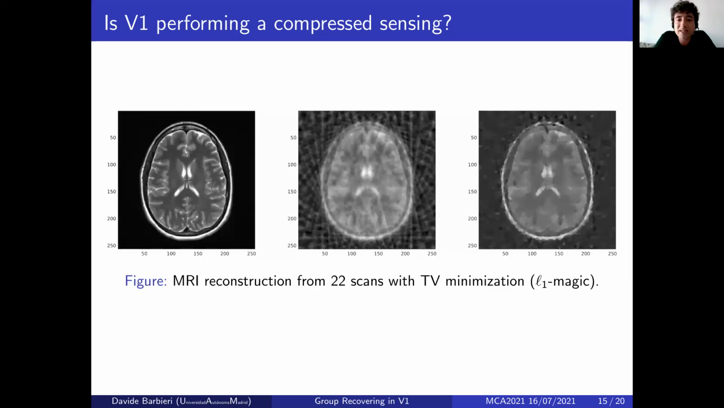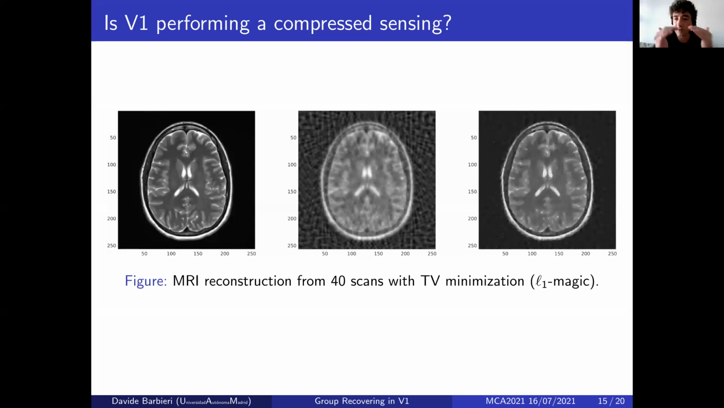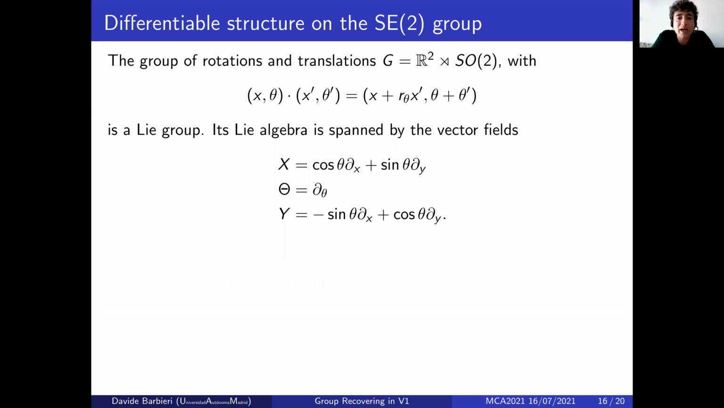Also in compressed sensing, it's crucial to have enough measurements. If we don't have enough measurements, like in this case, even the TV minimization does not provide good results. So fine tuning is necessary, and a whole bunch of important results determine which kind of parameters allow you to get good results. By the way, these are simulations made on these MRI images using the famous L1 Magic package.